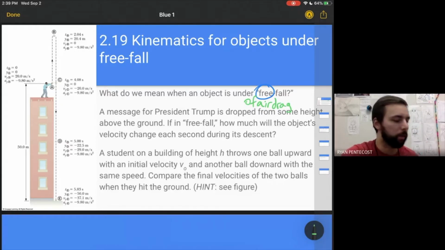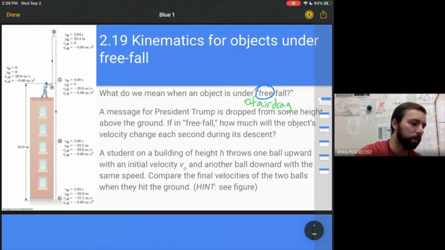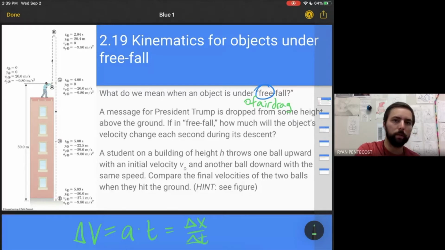Now, let's look at a couple examples. We'll look at the image on the left in a minute. So, a message for President Trump is dropped from some height above the ground. If in free fall, how much will the object's velocity change each second during its descent? So we're trying to find the change in velocity over time, right? And I'll do this below here. We have change in velocity. That is just acceleration times time, or you can say delta x over delta t, right?